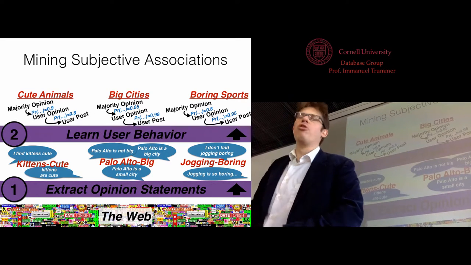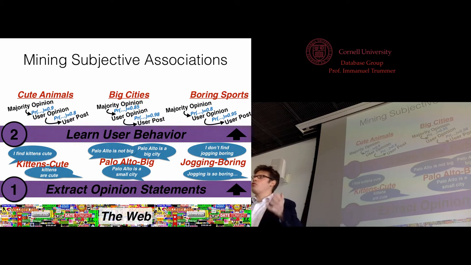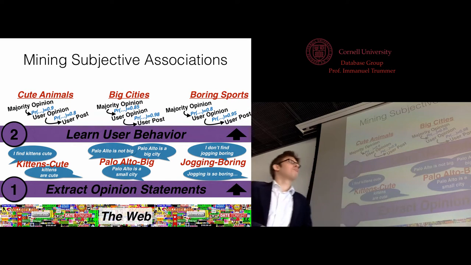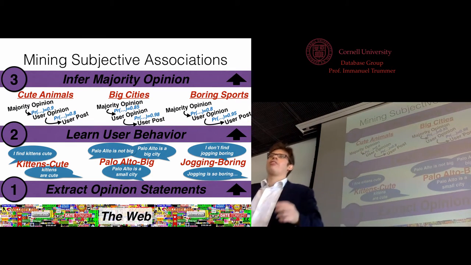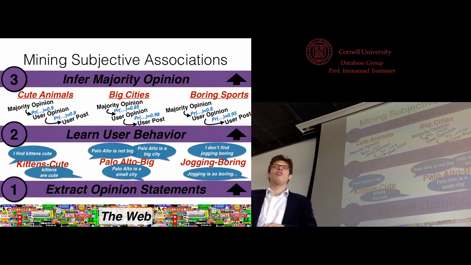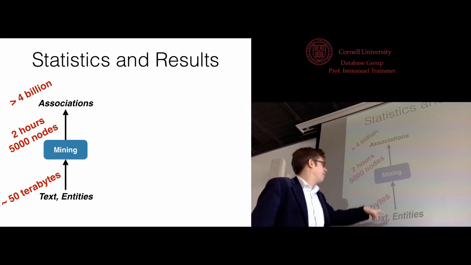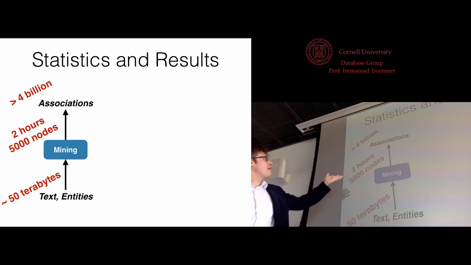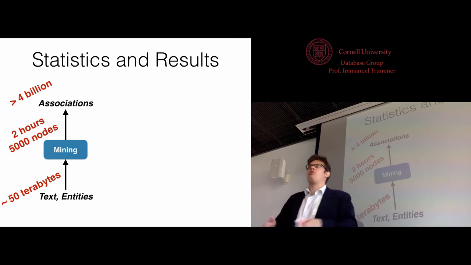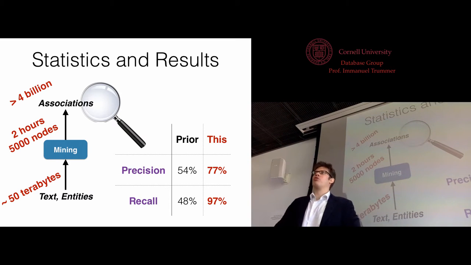And in order to overcome those skews, we learn entity type and property specific user behavior models by a completely unsupervised approach. And those models actually help us to interpret the collected opinions quite reliably. We have run this on a large snapshot of the entire web, and we were able to extract over 4 billion entity property combinations. And we have, of course, compared the quality of the output by a large user study.